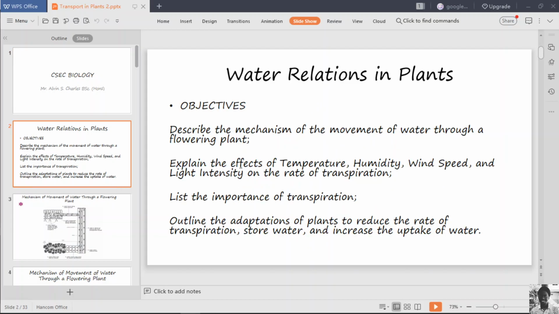Our objectives for this lesson are: 1. Describe the mechanism of movement of water through a flowering plant. 2. Explain the effects of temperature, humidity, wind speed, and light intensity on the rate of transpiration. 3. List the importance of transpiration and outline adaptations of plants to reduce the rate of transpiration, store water, and increase the uptake of water.